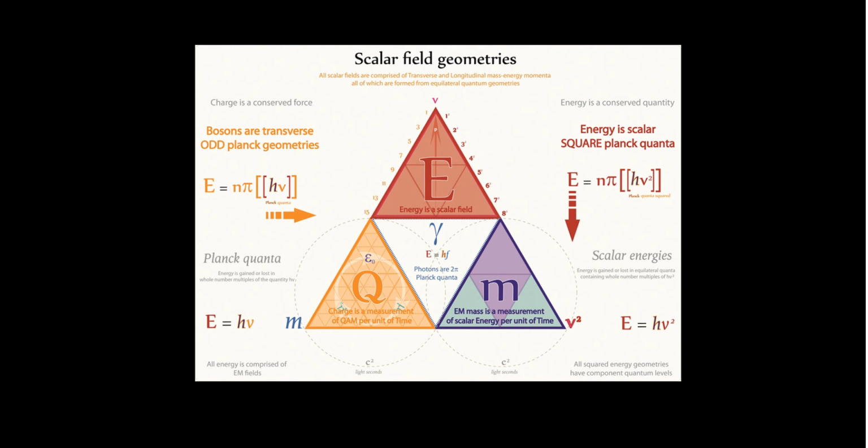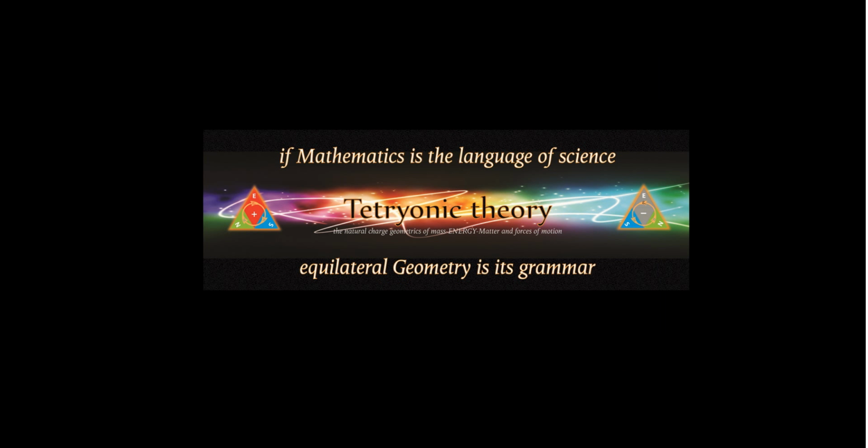What do all these things mean? All these explanations I've been going on about? It means that for the first time ever in physics, we have the ability to unify physics at the quantum level and to explain it. In short, if mathematics is the language of science, equilateral geometry is its grammar. Up until now, mathematics has been a language in search of a grammar. It has no form. It is only a descriptive tool.